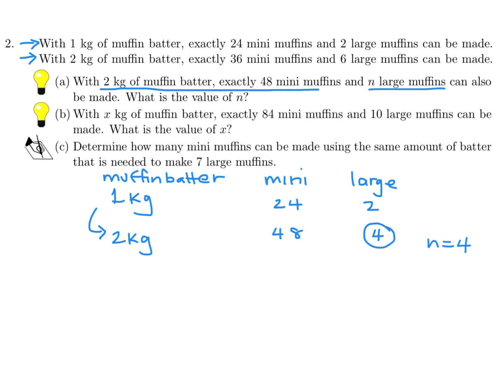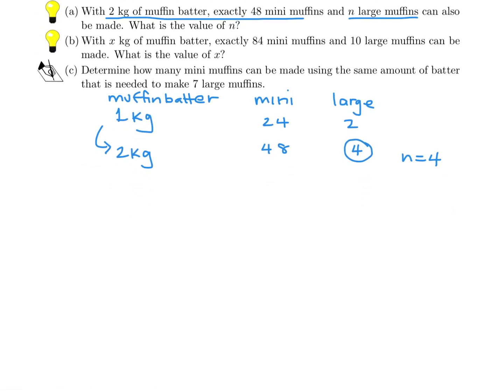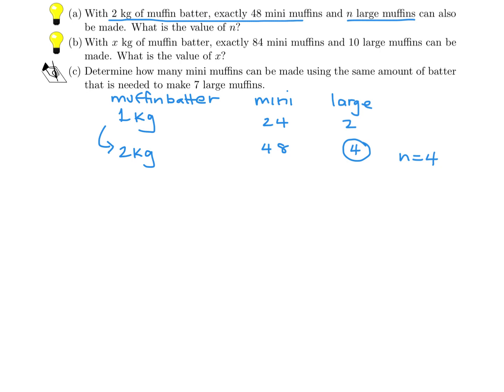Okay, so far so good. Let's move on. With x kg of muffin batter, exactly 84 mini muffins and 10 large muffins can be made. What is the value of x? Okay, so let me see here. I probably have to do a little bit of a combination this time. 84, how do I get 84?